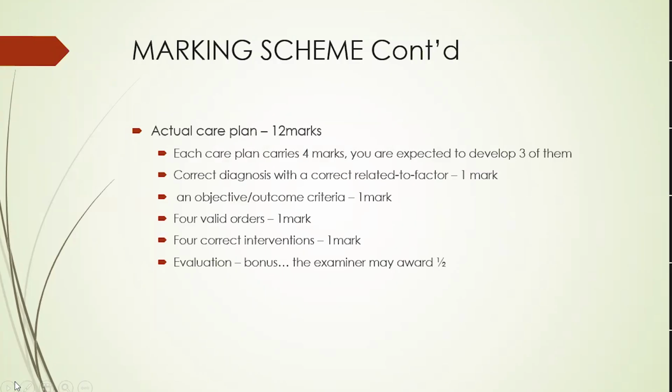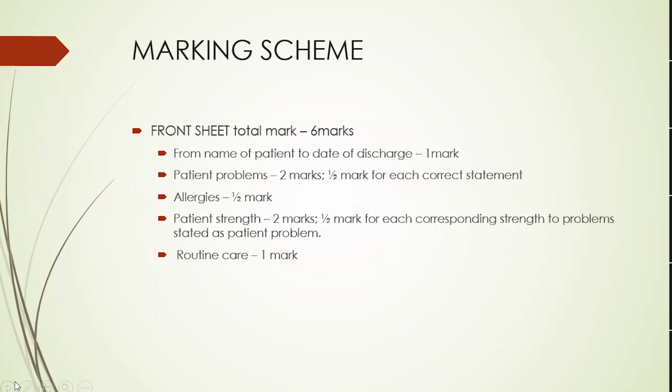So we want to look at this. When you write from the name of the patient to the date of discharge, it's only 1 mark. For the patient problem, each problem that you state that is correct will give you half a mark. So the total will be 2 marks. Then the allergies you write for the patient have half a mark. So this is the front sheet we are talking about.